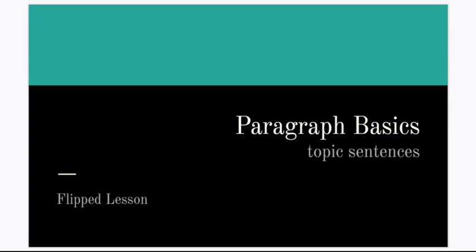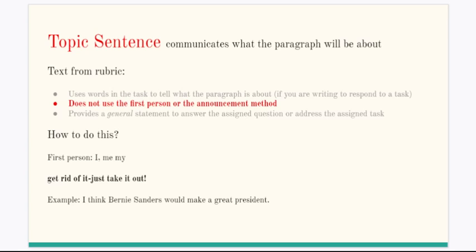The topic is still paragraph basics, topic sentences, but this time we're going to be talking about the second requirement in the rubric, the second requirement for your topic sentences. So here's the text from the rubric, those three bullets at the top. And in the last video, we talked about the first requirement of topic sentences, which is to use words in the task to tell what the paragraph is about. Today, in this video, we're going to focus on the second requirement of topic sentences.